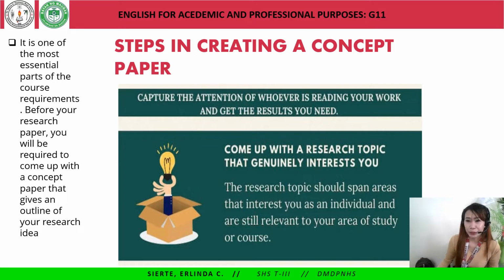Come up with a research topic that genuinely interests you. The research topic should span areas that interest you as an individual and are still relevant to your area of specialization or course.